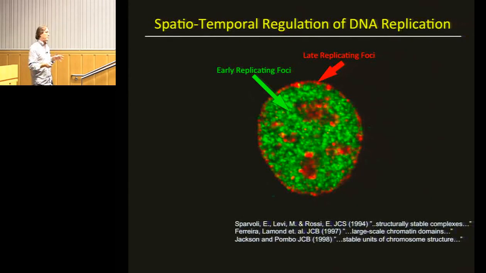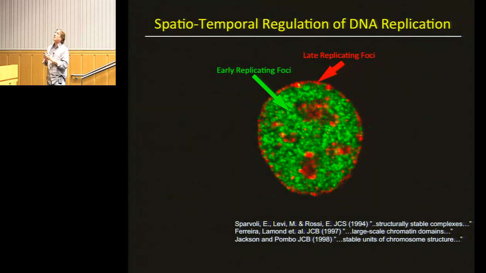So as it turns out, the DNA that's replicated at different times during S phase is located in different compartments of the nucleus. And we can see that by pulse labeling cells with a nucleotide analog, and then using fluorescent antibodies against those analogs to localize where DNA synthesis takes place. And if we do very brief pulse labels, between 10 and 30 minutes, what you see is that replication takes place in these punctate foci within the nucleus that are appropriately called replication foci.